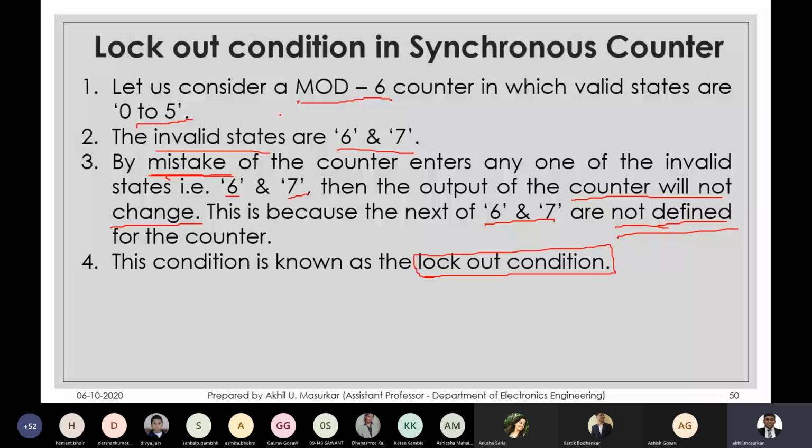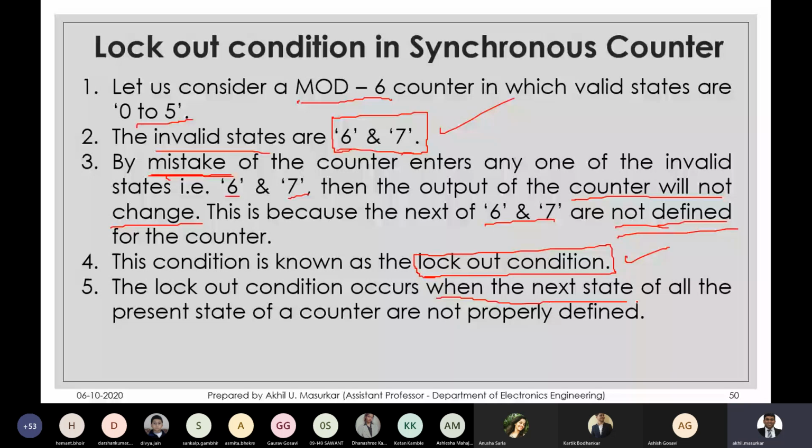So the lockout condition is related to the invalid states. It is not related to the valid states. Invalid states can cause this problem, and that is the reason why we try to define the next state of invalid states.